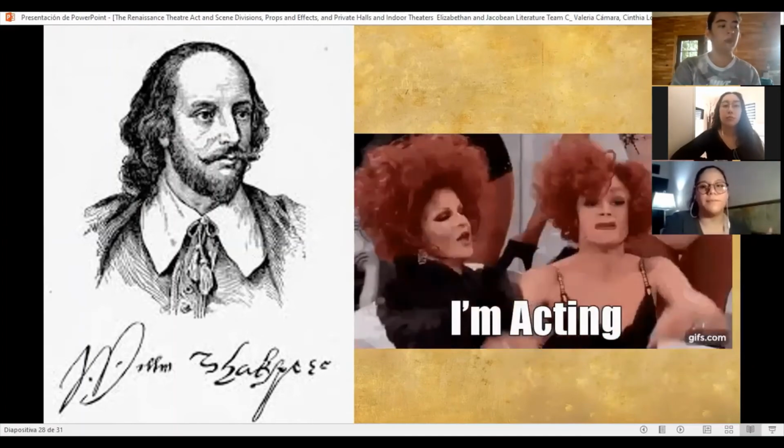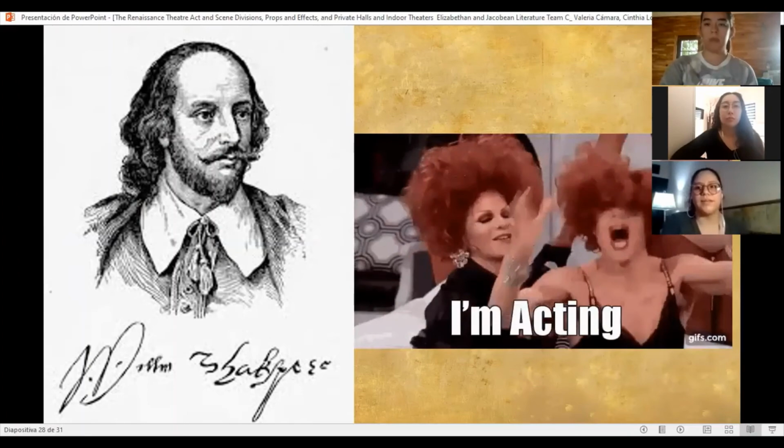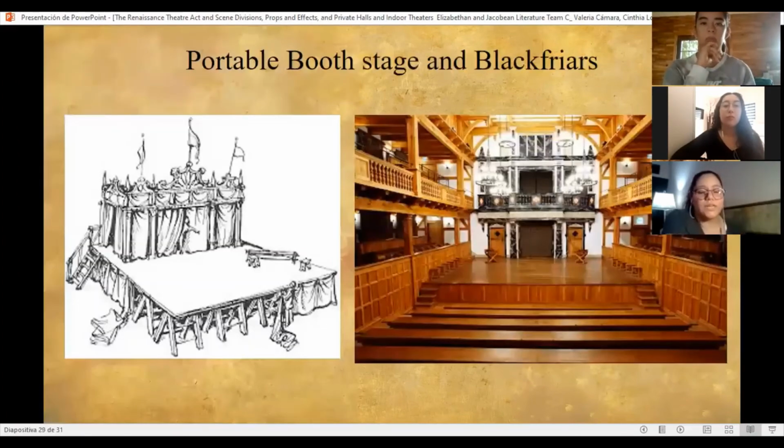Then we have booth stages. Can we go to the next one? These were usually used in great halls. These were temporary stages. They were really easy to accommodate. The only thing that they could not have were overhanging things. For example, if they had a scene in heaven, they couldn't have things to decorate, because it was a very simple stage.